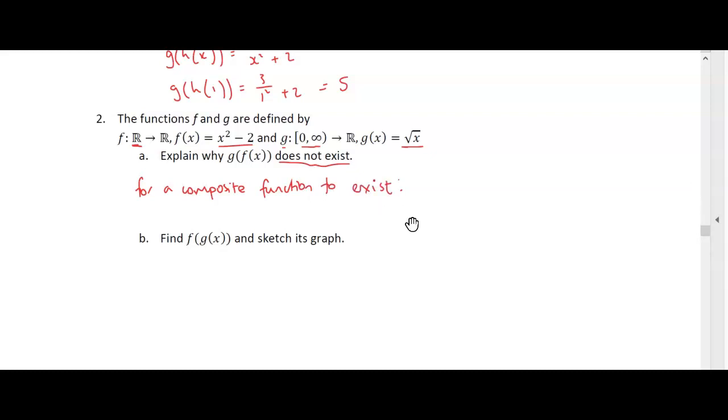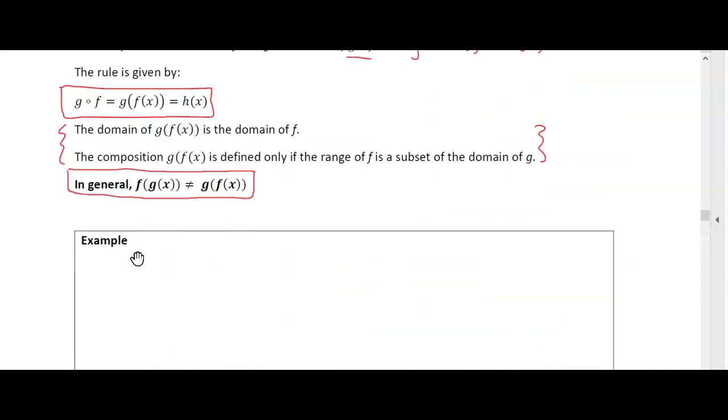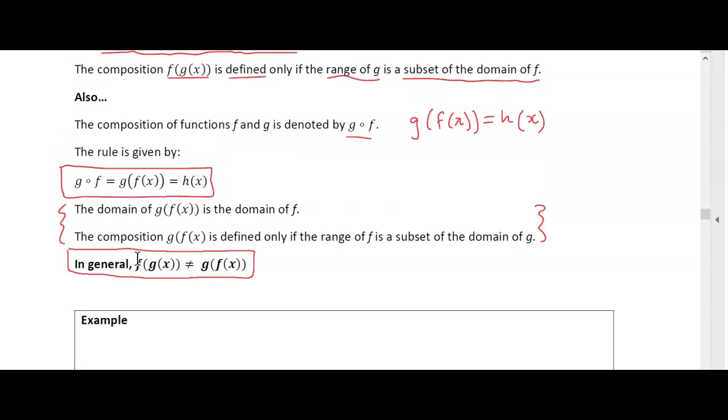All right, so let's go back to our notes because it's up the top. The function we're doing is similar to this. Well, it is g of f of x. So for it to be defined, the range of f is a subset of the domain of g. So we've got to work out the range of f and then see if it's a subset of the domain of g.